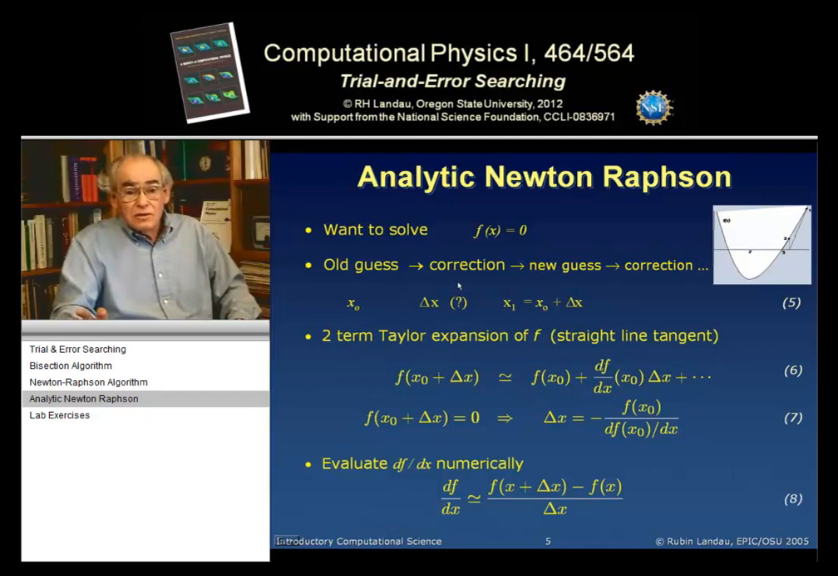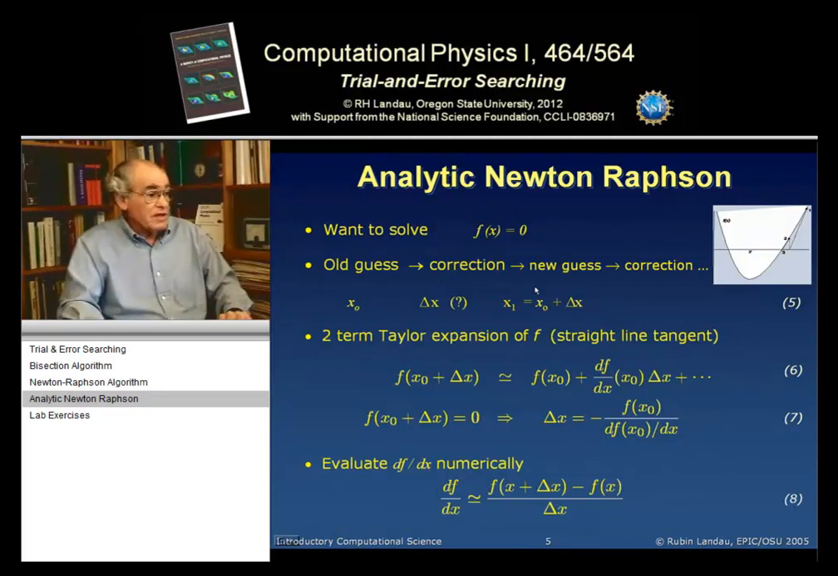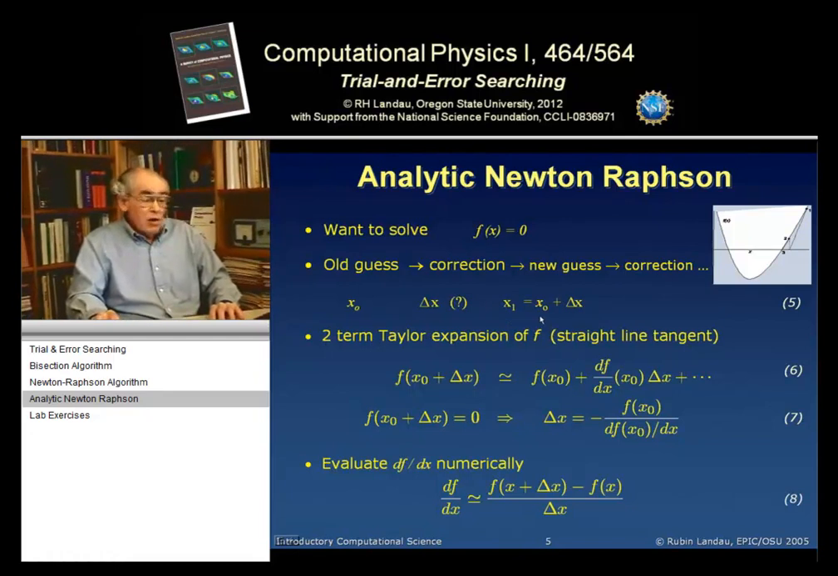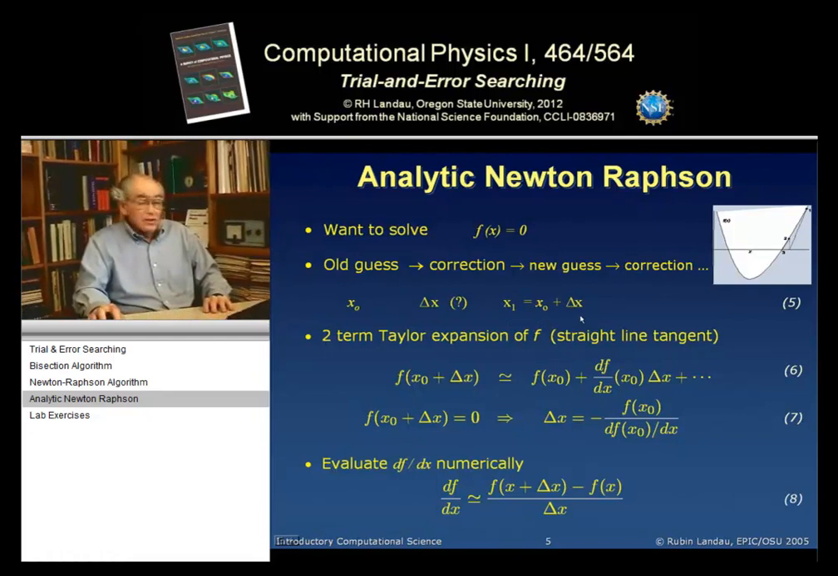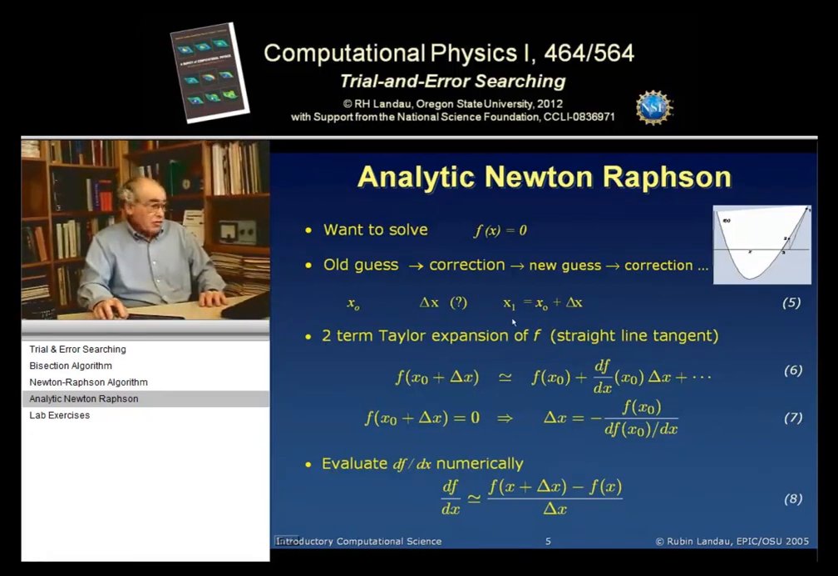Now we need to compute the unknown correction. So delta x is what we're solving for. We know x0, we're free to make any guess we want. So the new guess will be the old guess, x0, plus the correction, delta x. So we call that x1. So the whole procedure, if you want, goes from x0 to x1, x1 to x2, until we quit, the same way as before.